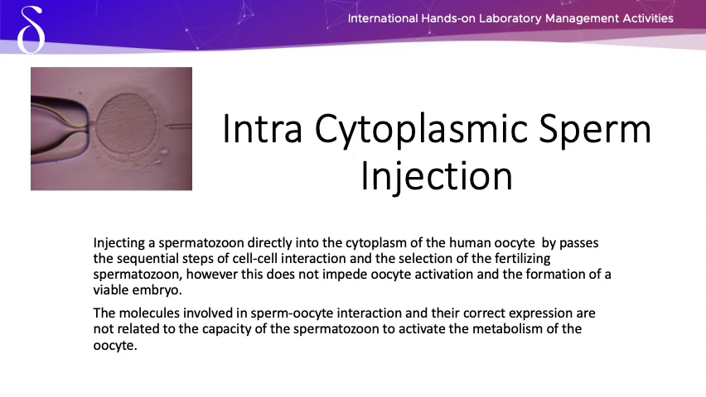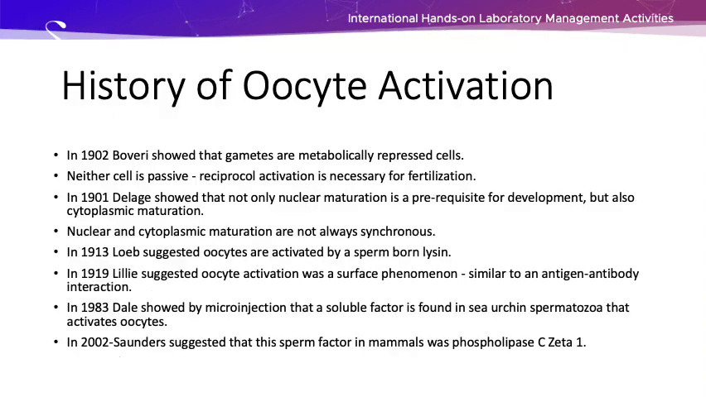So we can actually bypass the sequential steps of cell-cell interaction, and in a way the morphological selection of the fertilizing sperm, and this does not impede activation, the formation of a viable embryo. This means that the molecules involved in sperm-oocyte interaction and their correct expression are not really necessary or correlated to the capacity of the sperm to activate the egg. Obviously, that doesn't mean they're not necessary. In natural fertilization, obviously the sperm has to deal with the outer membranes, the outer layers.